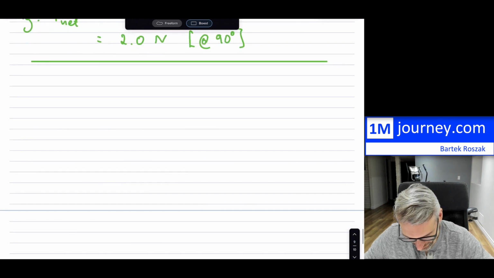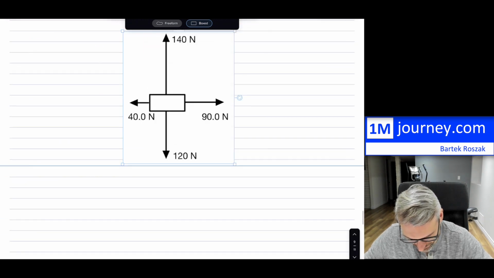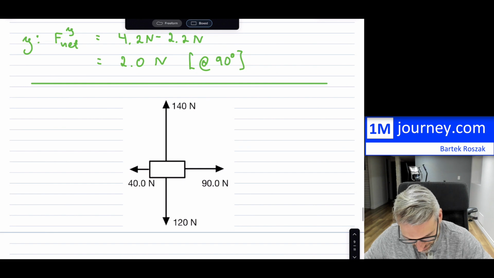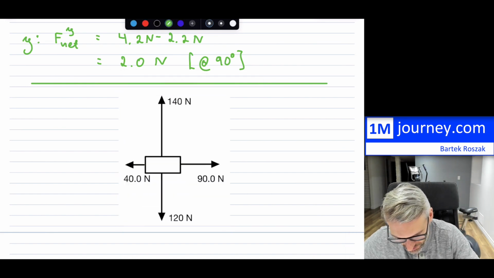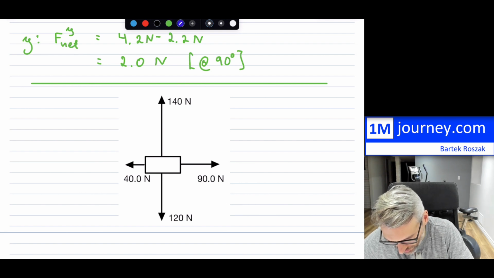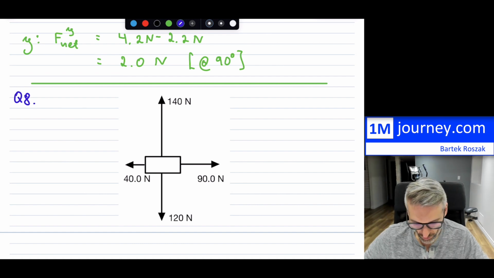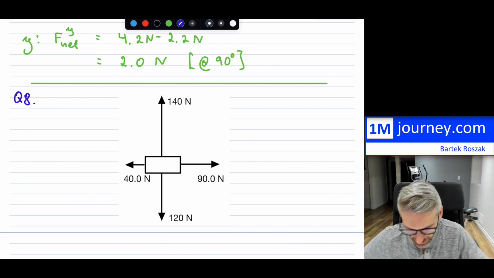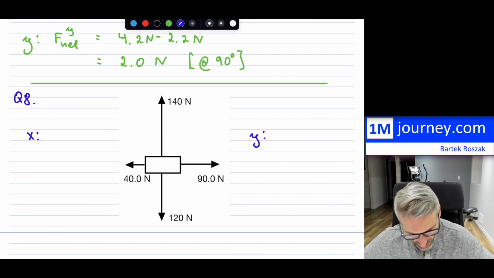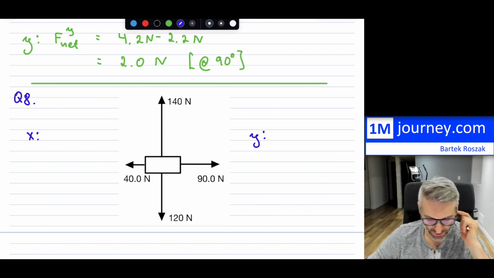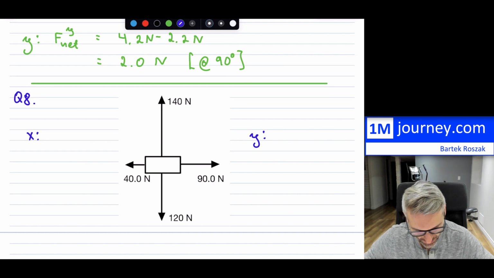Okay, so I'm going to paste this in here. Now, because we already have the free body diagram, this is for the next question. So I guess this is question number 8. Then we can certainly break this down already, right? We can break this down into the x and into the y. So we have only up and down. So this one is actually really nice and easy to do.